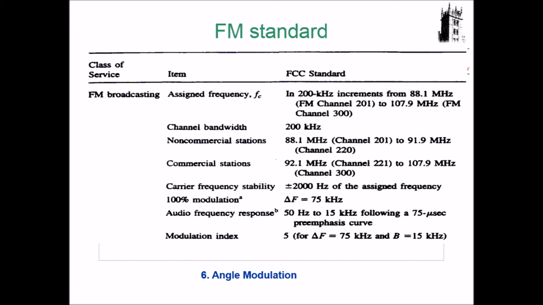The peak frequency deviation is 75 kilohertz, so you are away from your center frequency by about 75. However, the bandwidth is 200, so you have some guard band between one station and another. Beta is 5. So this is all the parameters people use for broadcast. Any questions so far?